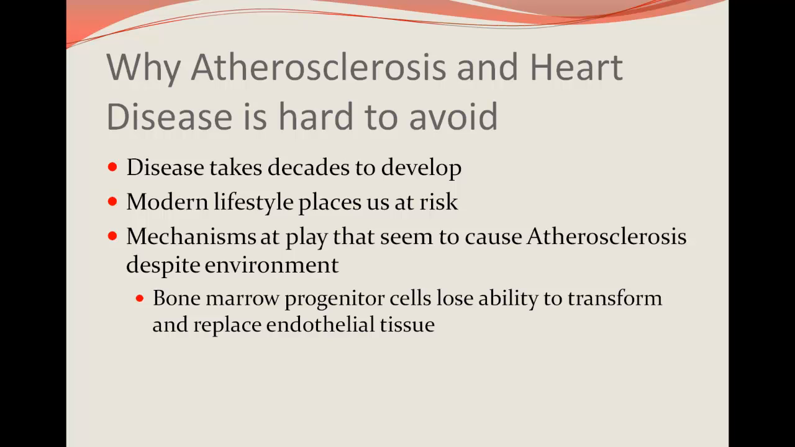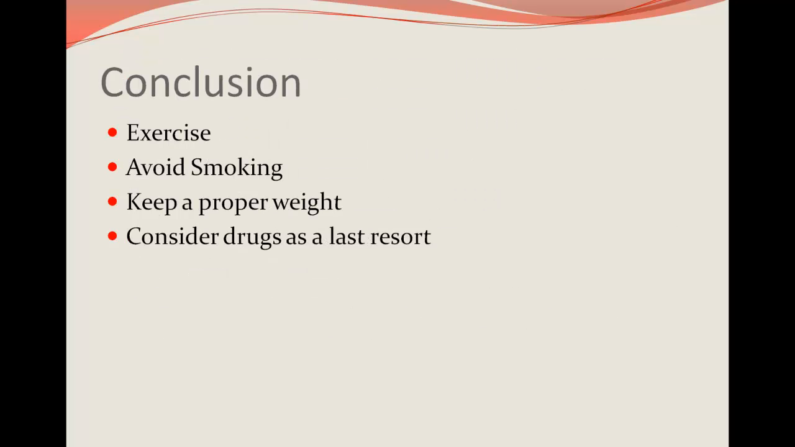That as we get older, these cells that ordinarily can transform into endothelial tissue and repair that tissue lose their ability to transform into these cells. This raises the possibility that atherosclerosis is a natural process that is a result of aging. My advice to anyone who wishes to avoid this disease is to exercise, avoid smoking, and maintain a proper weight. Delay the development of atherosclerosis because it seems that once it develops, it rarely goes away.